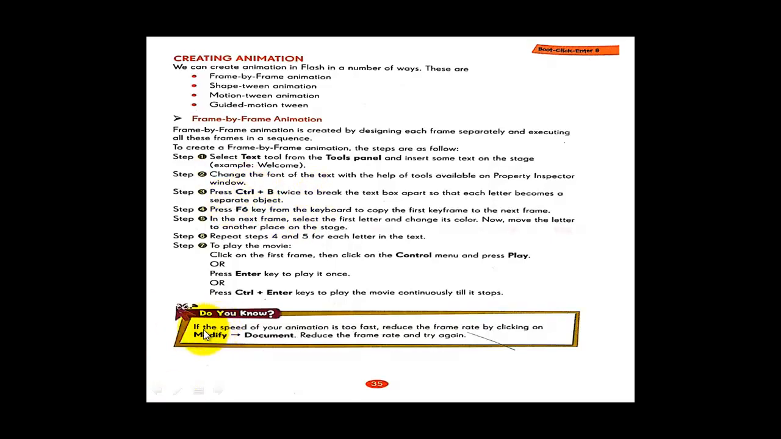Now if the speed of the animation is too fast, reduce the frame rate by clicking on Modify, then Document, then reduce the frame rate and try again. If the motion is very fast, that is, the animation is too fast, we can reduce the frame rate. I'll tell you where to go: click on Modify and then Document, then reduce the frame rate. Okay, and we can try again.